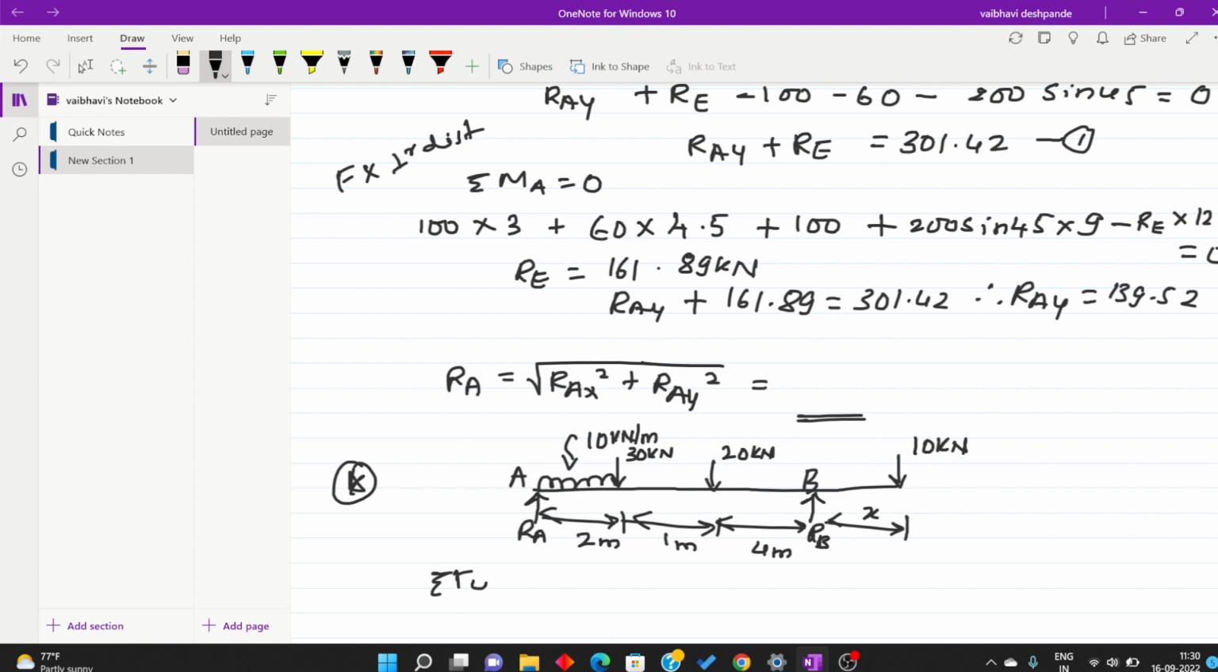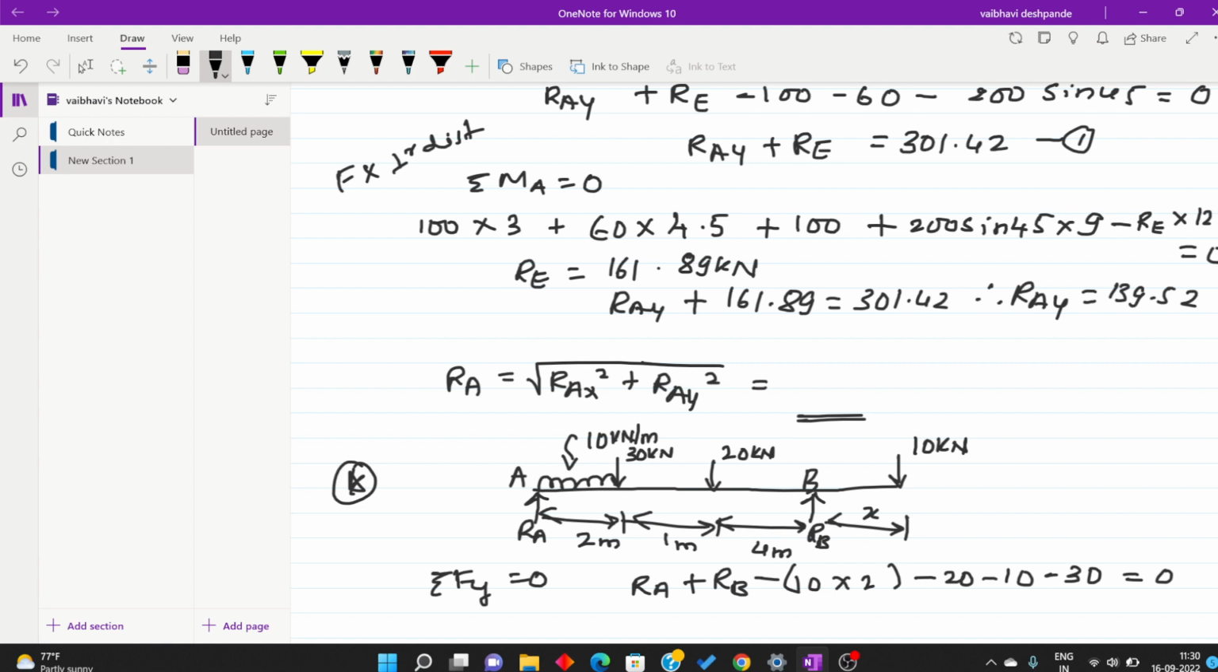First, taking summation of vertical forces, upward forces are positive, so RA plus RB, then minus UDL, which will be 10 into 2, intensity into the distance over which it is spread. So 10 into 2 minus 20 minus 10, and there is one more point load, that is 30 kilonewton. This is equal to 0.